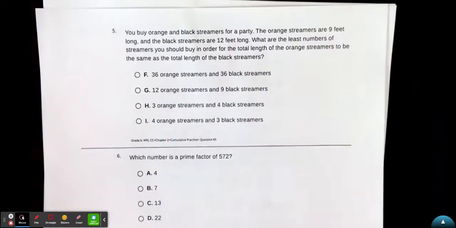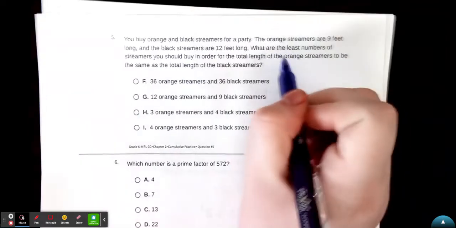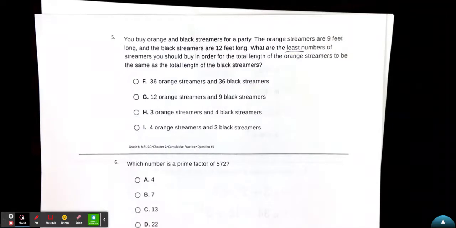Number 5, you buy orange and black streamers for a party. The orange streamers are 9 feet long and the black streamers are 12 feet long. What are the least numbers of streamers you could buy in order for the total length of the orange streamers to be the same as the total length for the black streamers? So this word right here gives us a hint on what we're going to do. We are going to find the least common multiple.